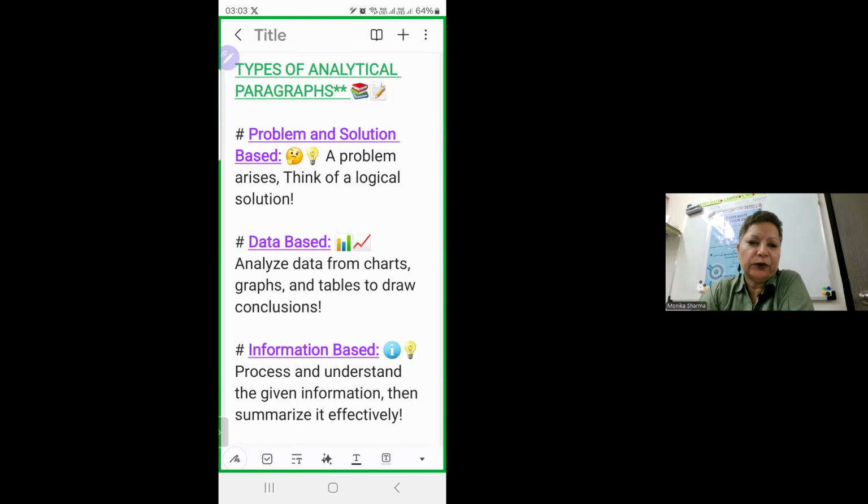As I was just telling you, there are a variety of questions and a variety of inputs which can be used for your analytical paragraphs. So let's just have a brief look at the different varieties. The first can be problem and solution based. You are given a problem and you are asked to think of a solution for it.